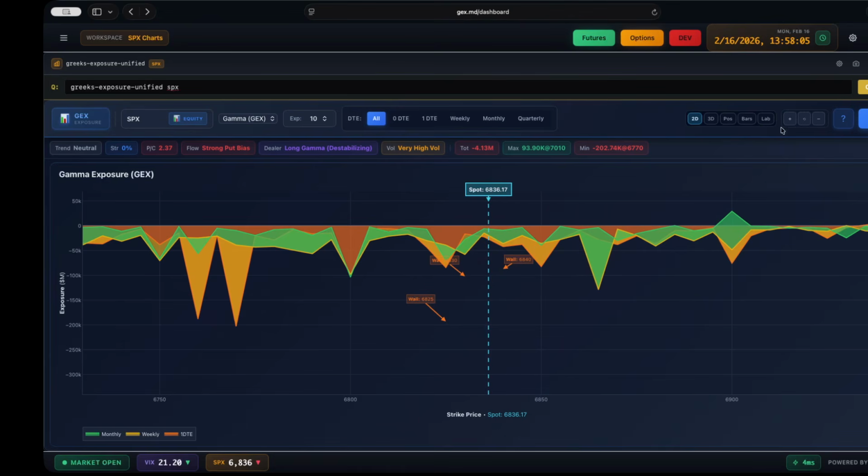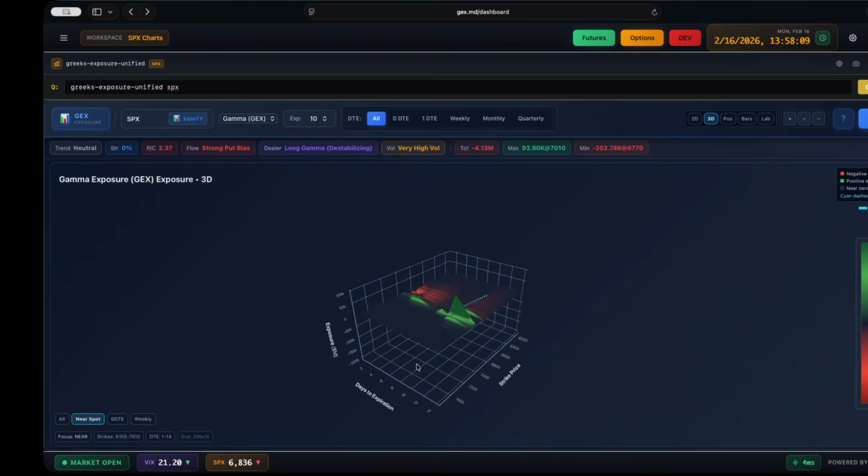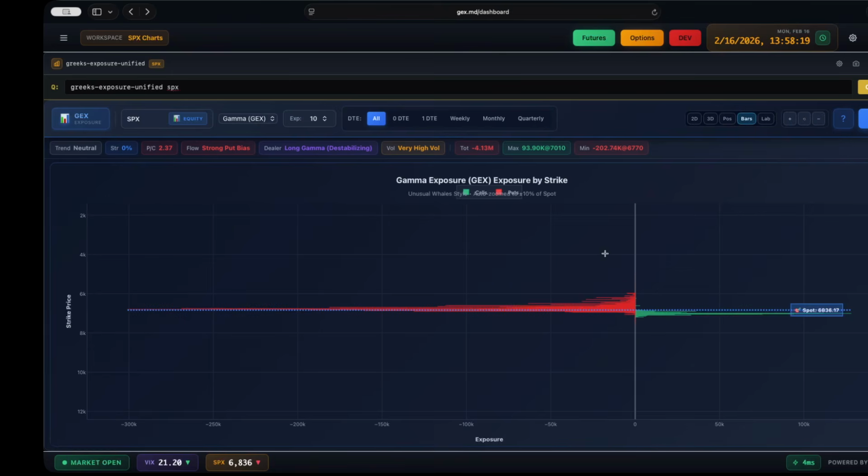All this is working live, and if you want to see this in 3D, you click on 3D and you get this, and then you can start to read this in 3D. It's up to you. And then you can get the exposure by bars.